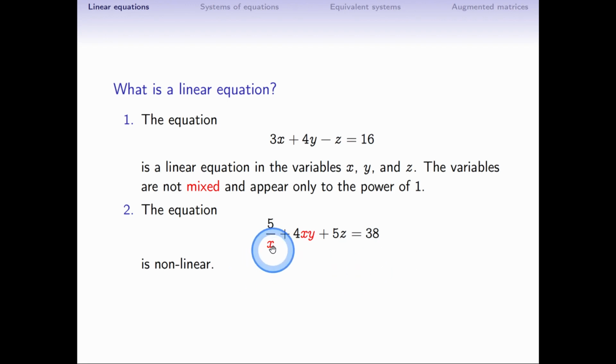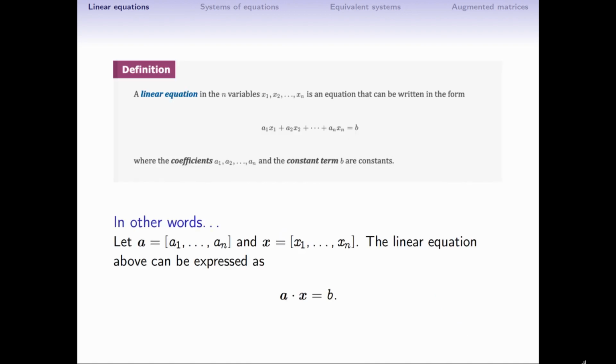There's two things here to notice, right? The variable x is appearing to the power of minus 1, and the variables x and y are mixed. So here's the formal definition of a linear equation. A linear equation in the variables x1, x2, up through xn is an equation that can be written in the form a1 times x1 plus a2 times x2 on out to an times xn equals b, where the coefficients, the a1, a2 up through an, and the constant term b are all constants.